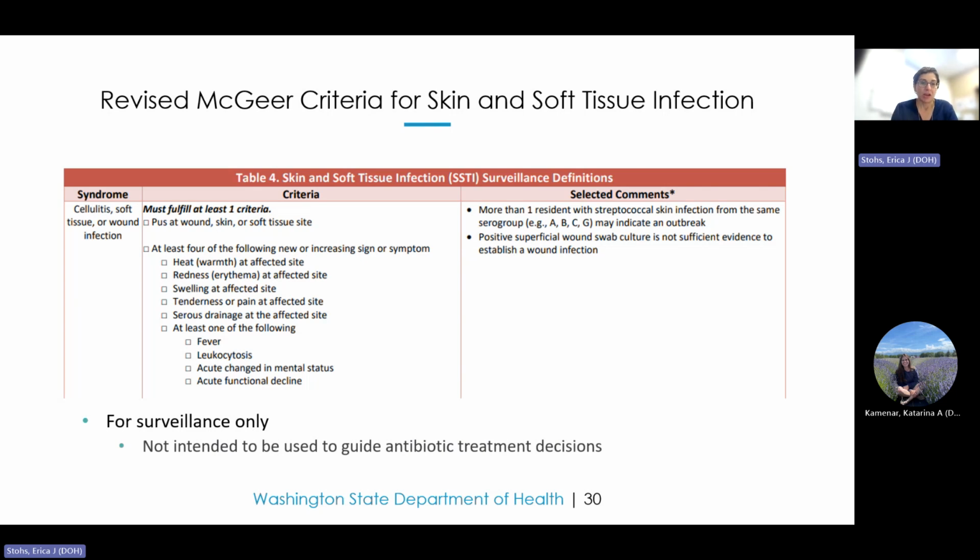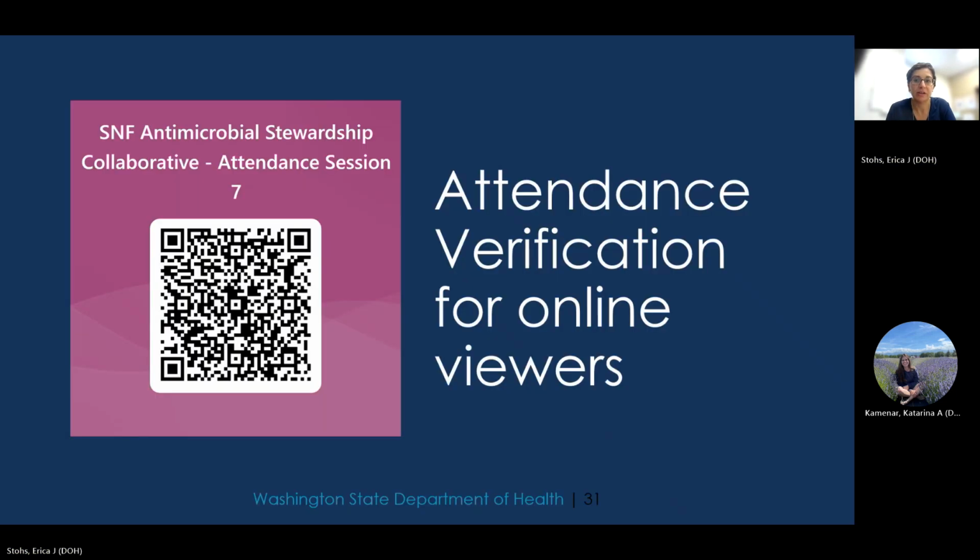And again, as we've talked about before, Loeb and McGeer. Loeb is for helping determine if a provider needs to start antibiotics, whereas McGeer is doing the look back and determining for surveillance purposes if a resident met criteria in retrospect. All right, so I'm going to turn it back over for a practical activity.